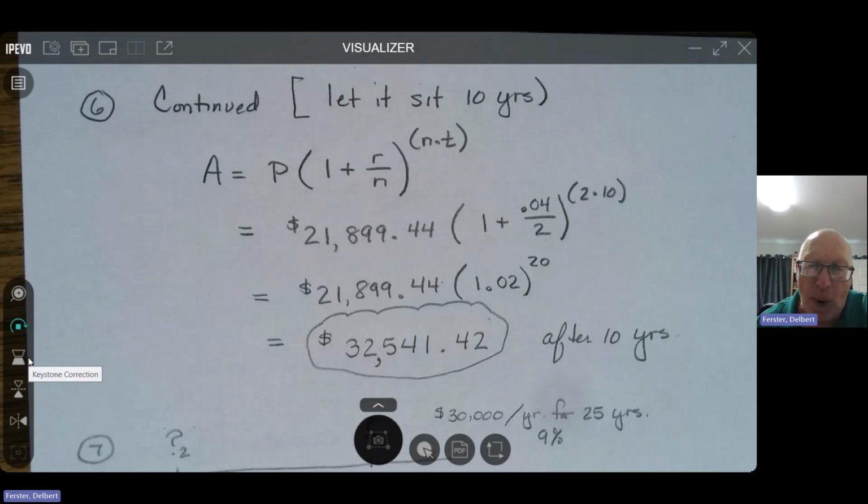All right, so that $21,899.44 should look familiar because it's the value that the annuity grew into at the end of that first 5-year window. Now he's just going to let that sit. So this is not an annuity. This is a one-shot investment where your principal is the $21,899.44. That's your present value.